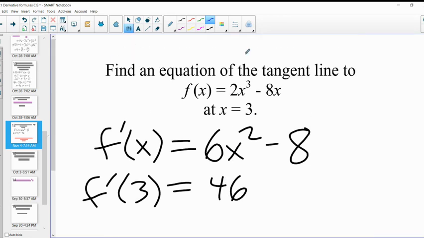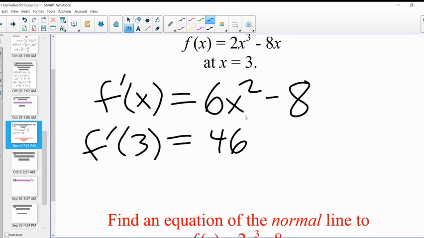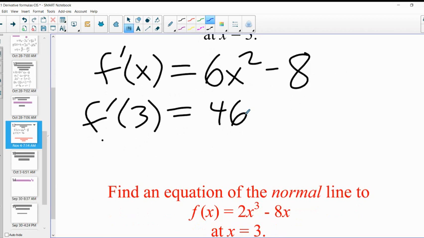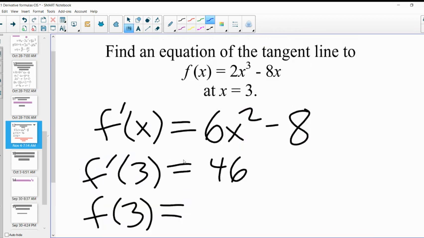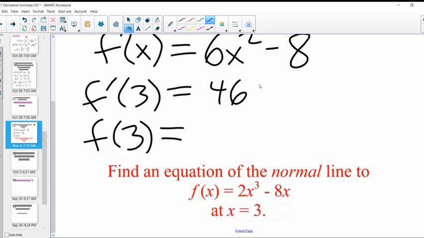But then if I want an equation for a tangent line, I don't just need the slope, I also need a location. At x equals 3, in addition to f prime of 3, let's find where this function is at x equals 3. If I plug 3 into the function, I've got 2 times 3 to the third. 2 times 27 is 54. 8 times 3 is 24. 54 minus 24 is 30. I hope I'm doing that right, but I think that's right.